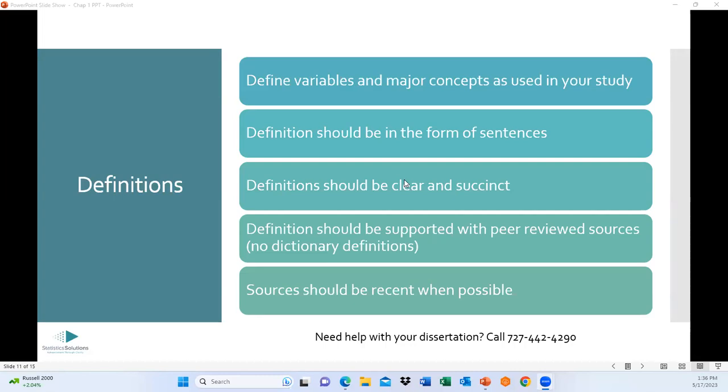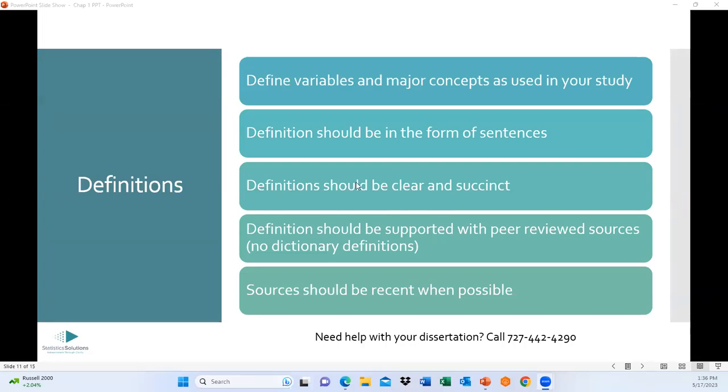Different schools have different requirements. Some schools don't care. Some schools want them in the form of sentences. I just say put them in the form of sentences, instead of phrases, so nobody comes back and says, hey, put these in the form of sentences. I just do it from the beginning.